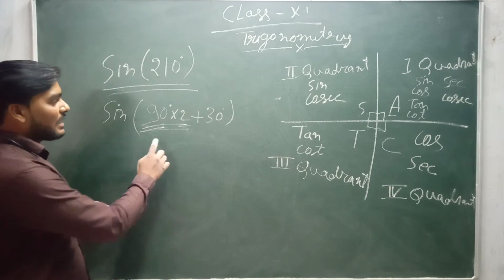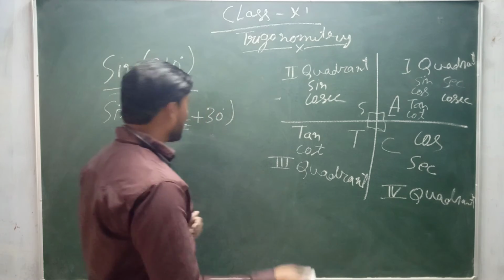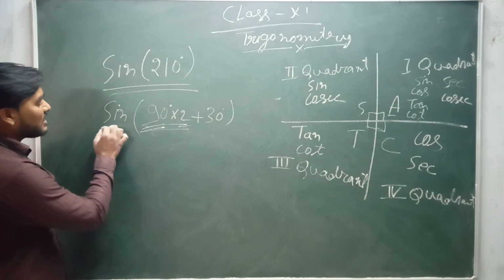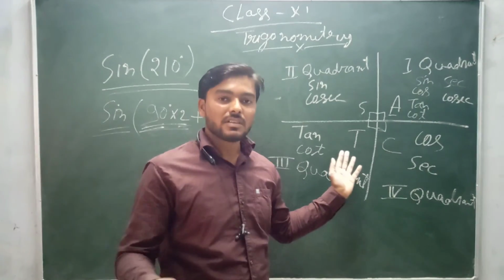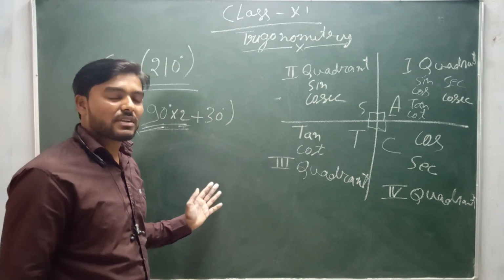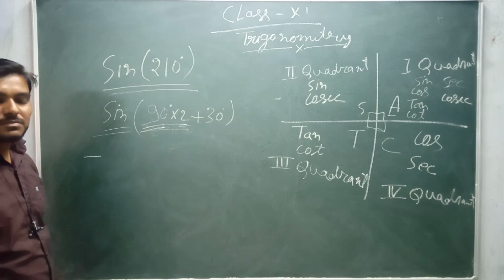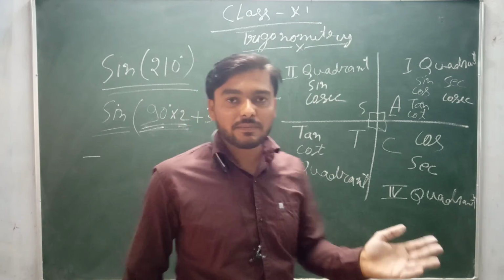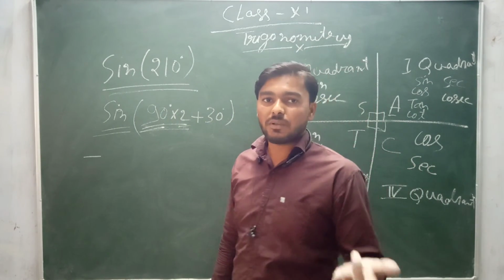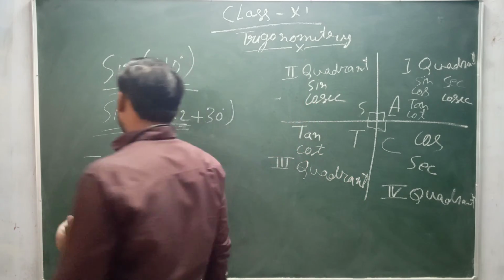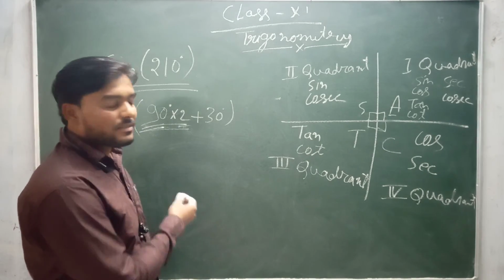Then 90 into 2 plus 30 is in third quadrant. Then we will see what the trigonometric function is, that is sine. But in third quadrant, tan and cot will be positive, and the other trigonometric functions will be negative. Then write a negative sign, because the sign in third quadrant will be negative. First and second quadrants will be positive, otherwise it will be negative. So in third quadrant we will take the sign as negative.